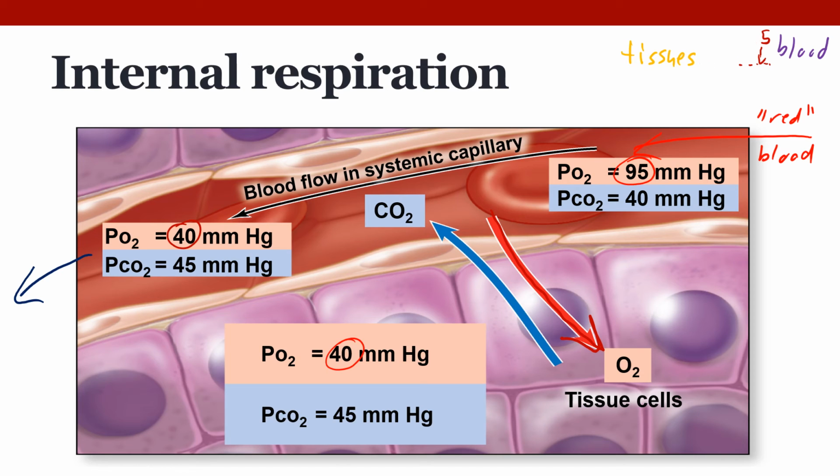The opposite happens with CO2. CO2 enters at 40, but it's being produced in the tissues, so it exists there at 45. Down the concentration gradient would be moving from the tissue to the blood, so that's why we have this big blue arrow pointing from the tissue cells to the blood. CO2 rises in the blood until it equilibrates with the tissue, and so it leaves at 45.